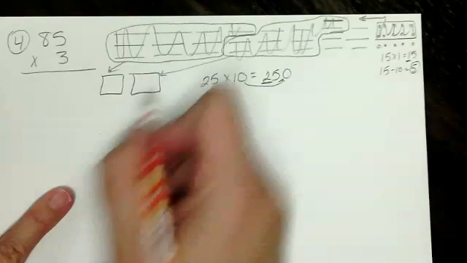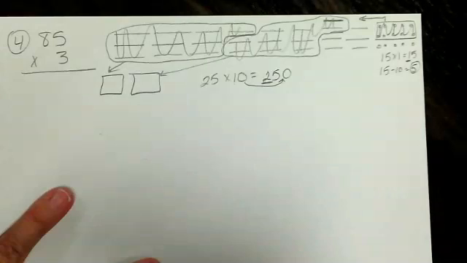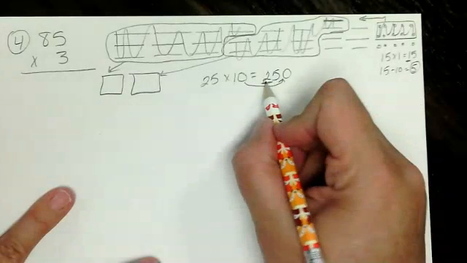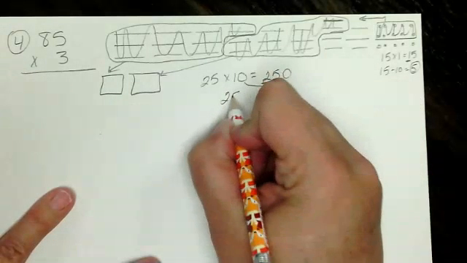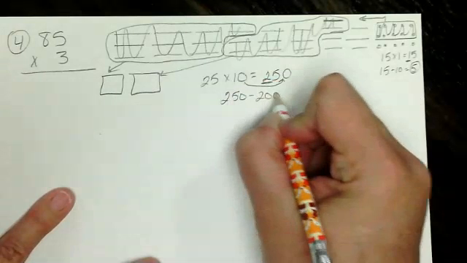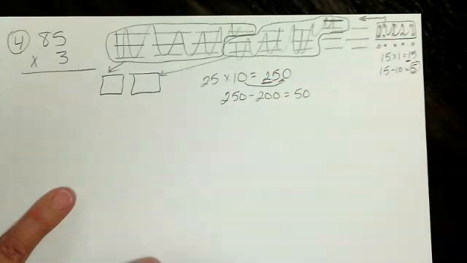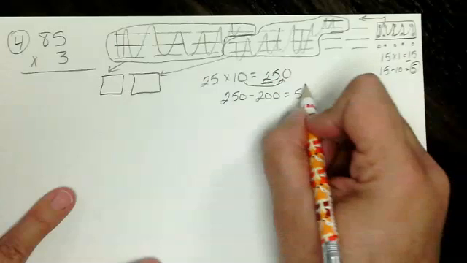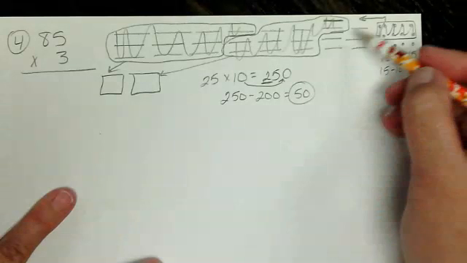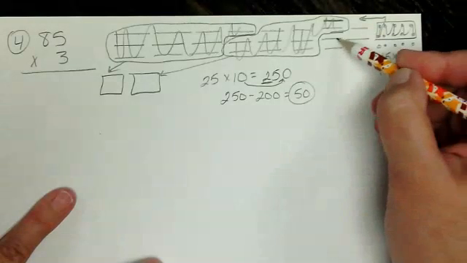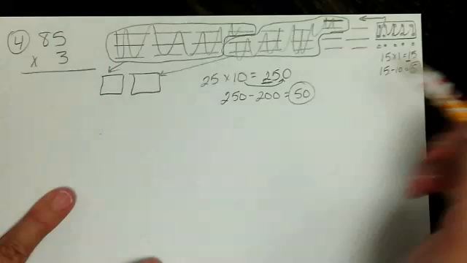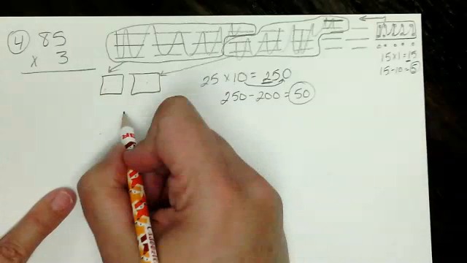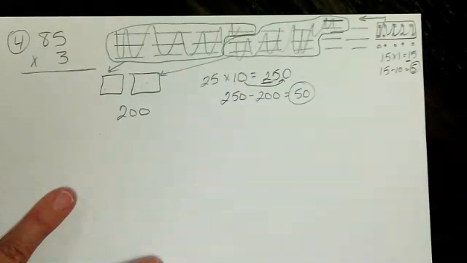Right? So how many hundreds do I have now? Oh, hang on. Go backwards. So I had 250 over here. I took away 200. So that leaves me 50 left in the tens. I can count that out. 1, 2, 3, 4, 5. 5 tens is 50. How many hundreds do I have? I have 2 hundreds. That equals 200.